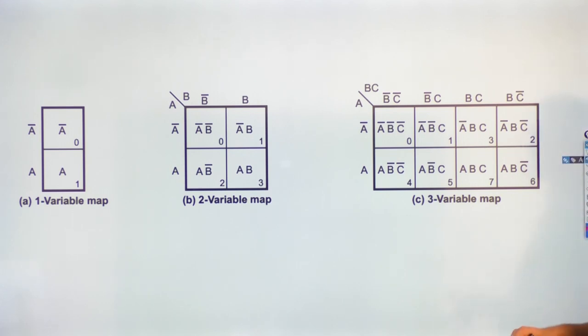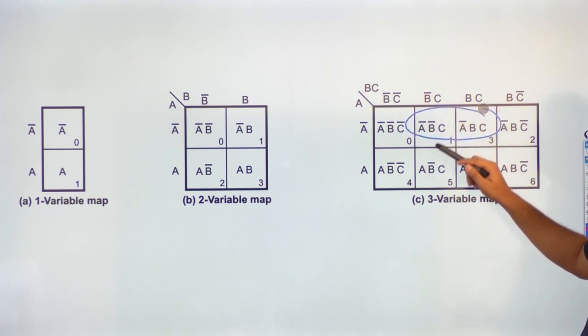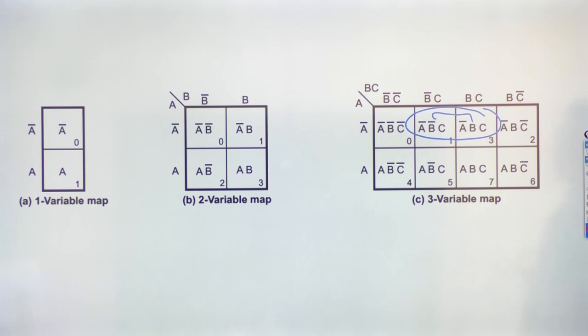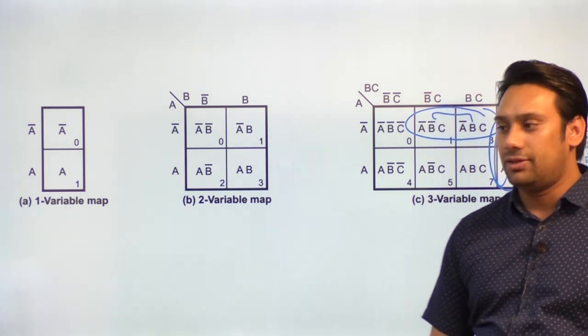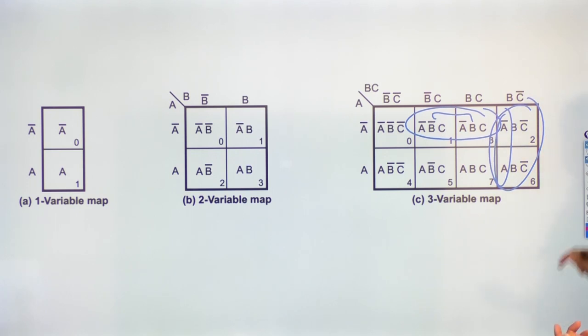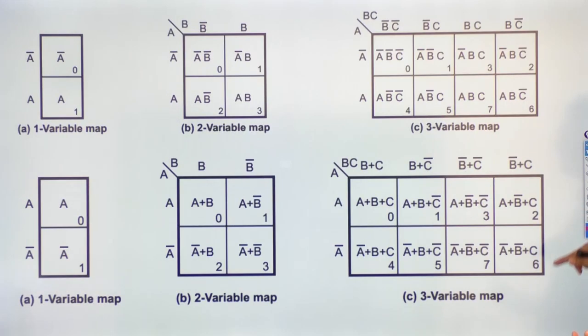Take any two random adjacent cells. Even if I take this cell, only one bit is changed. So here only B is changed, A is the same, and C is also the same. Even if you take this one, only one bit is changing, that is A. Only A is changing, otherwise B and C are both the same. Okay, so in this way you can represent K-maps. I hope it is clear.